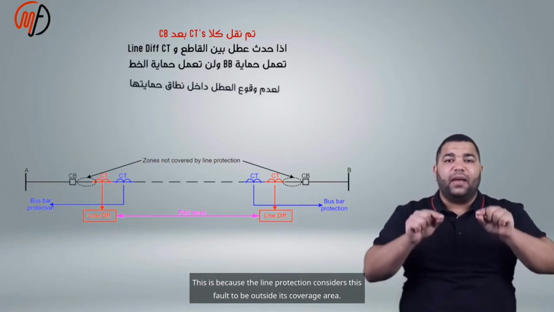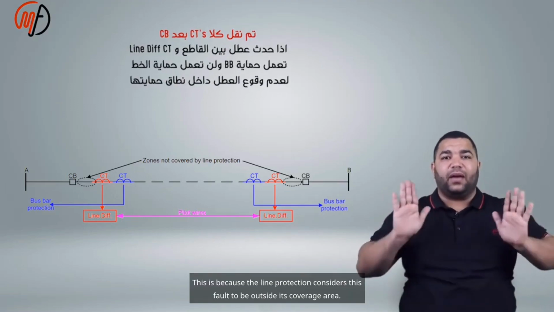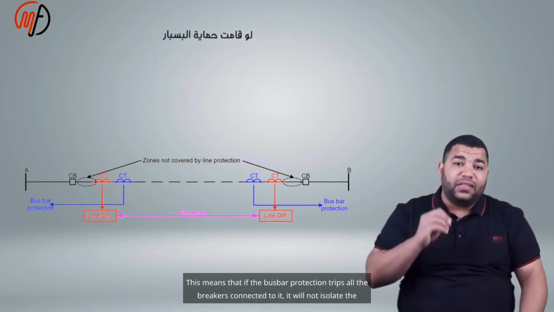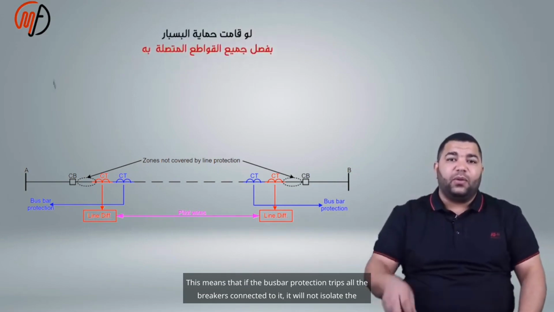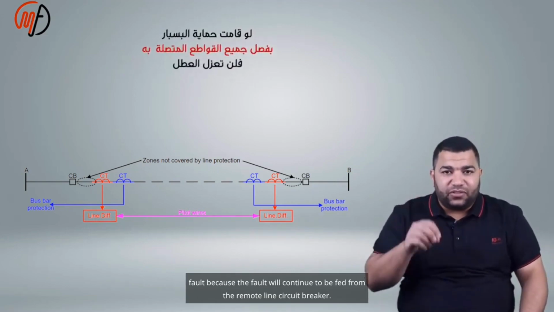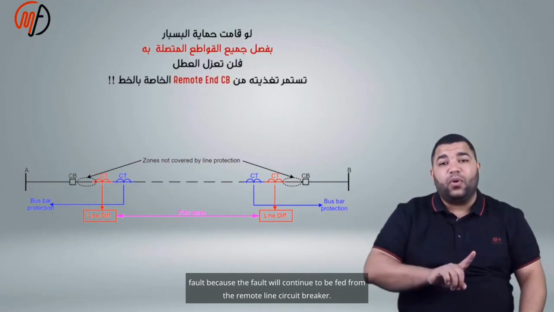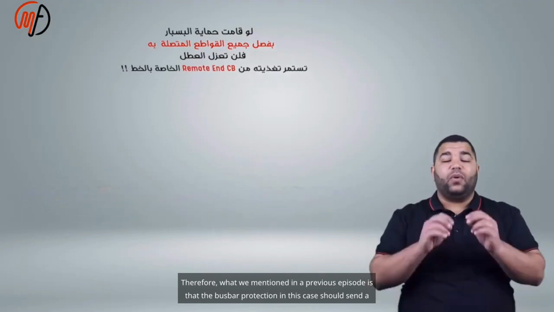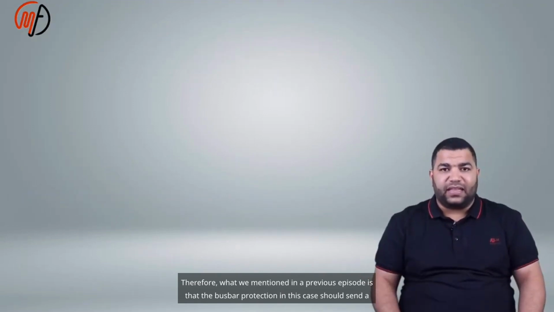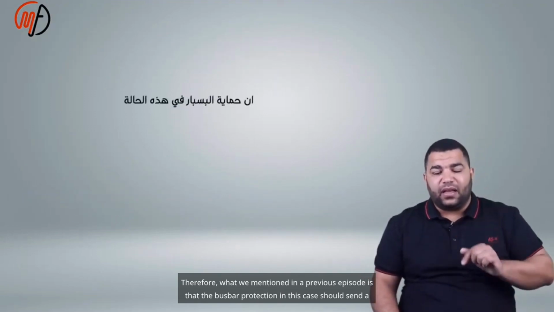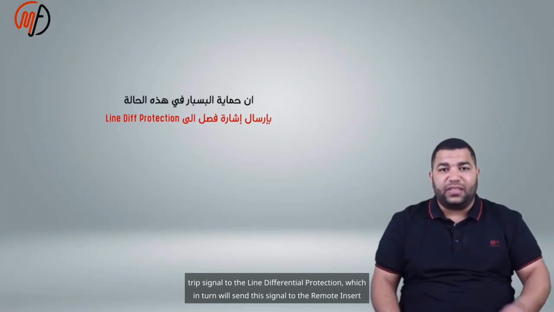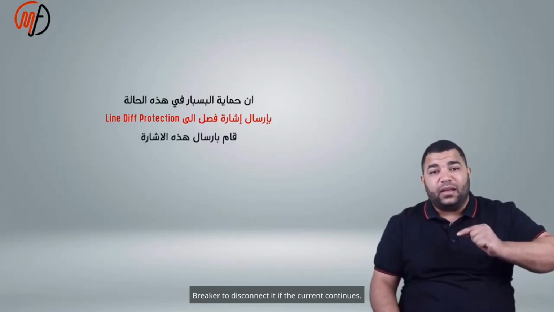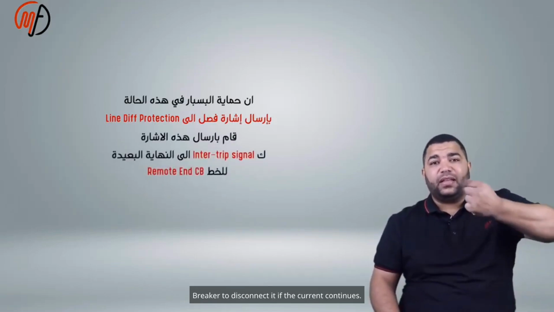This is because the line protection considers this fault to be outside its coverage area. This means that if the bus bar protection trips all the breakers connected to it, it will not isolate the fault, because the fault will continue to be fed from the remote line circuit breaker. Therefore, as we mentioned in a previous episode, the bus bar protection in this case should send a trip signal to the line differential protection, which in turn will send this signal to the remote breaker to disconnect it if the current continues.